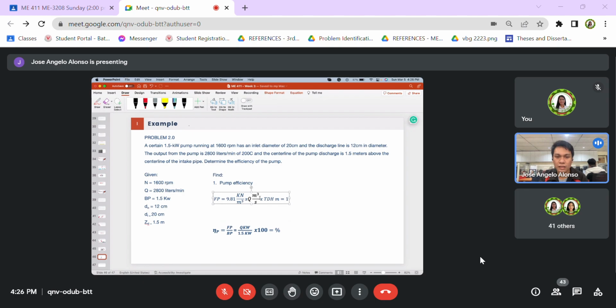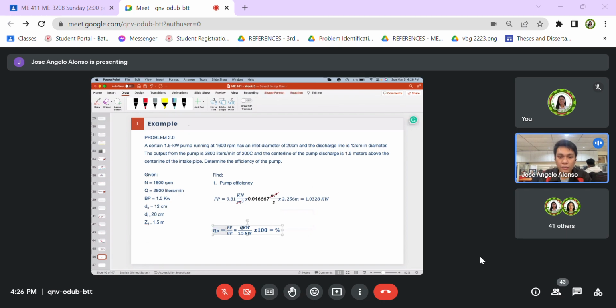But before that, let's just substitute all the values to get the fluid power. So total dynamic head is 2.256 meters. Our volumetric flow rate is 0.0467 cubic meter per second. So we can cancel this unit, cubic meter, giving us 1.0328 kilowatts. So ito yung ating fluid power.